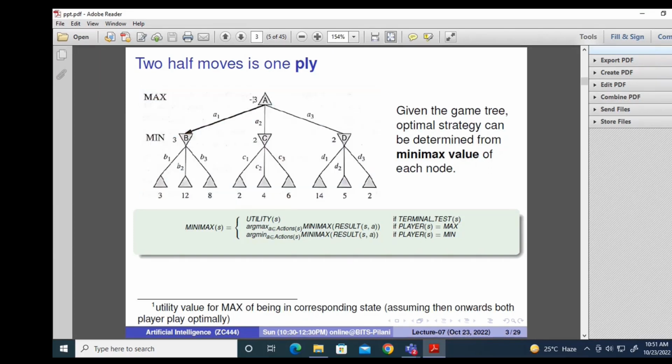For example, if he takes action A1, then it is a chance of min. Let's assume that the three things are not possible.